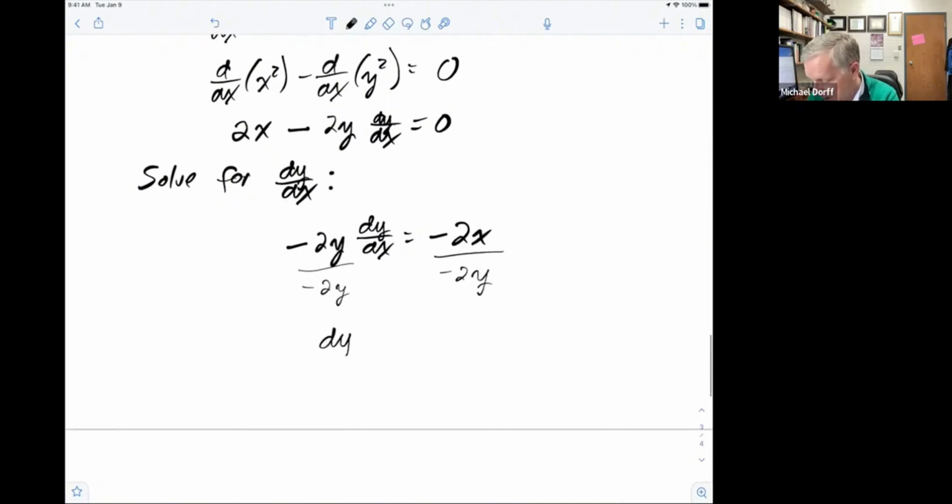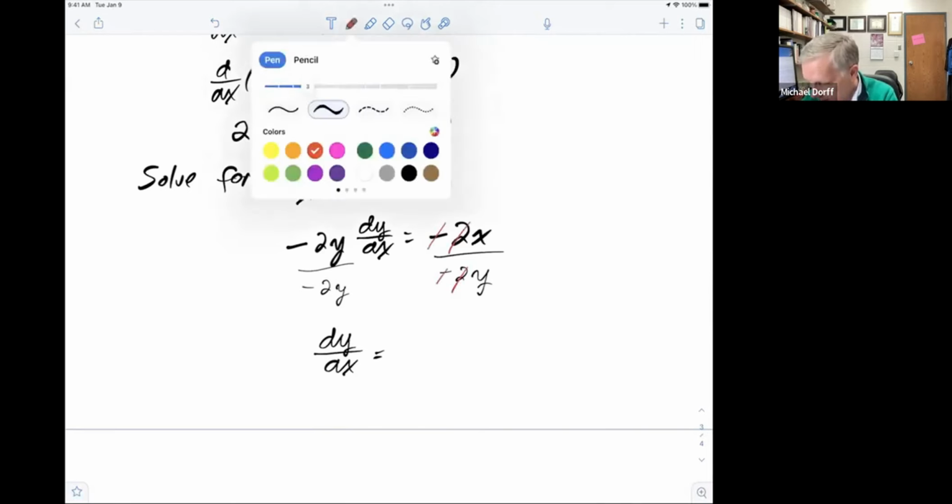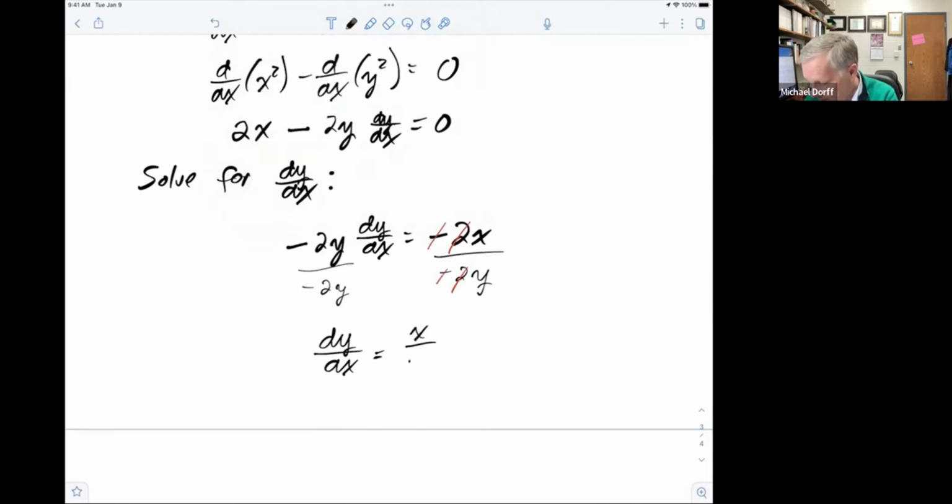And I get dy/dx equals, before I write that, I'm going to notice I can cancel out the negatives and I can cancel out the 2's so that I end up with x over y. And that's the derivative of that.